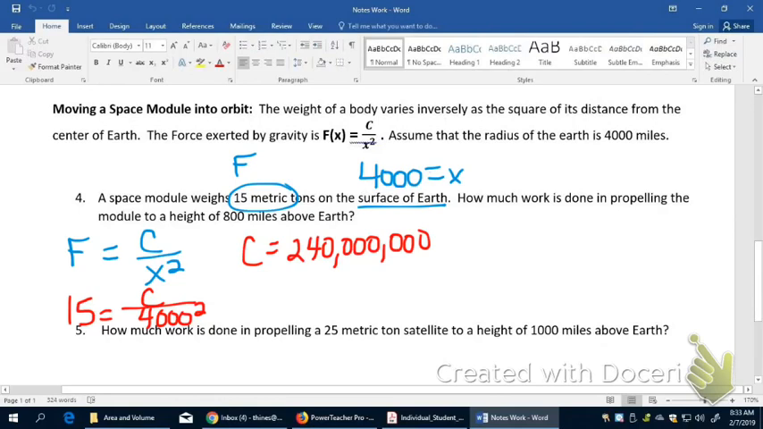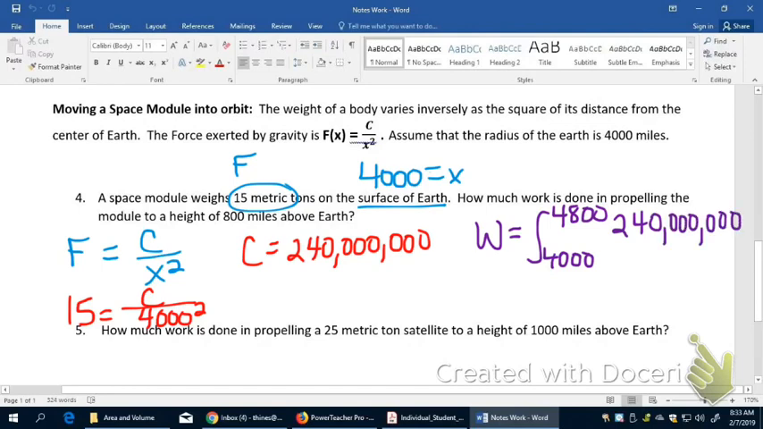So, when we do the work, it tells me that we want to propel the module to a height of 800 miles above Earth. Well, the fact that the radius of Earth is 4,000 miles, that's where you start. So what do you think the top limit would be? 4,800. So you start where the radius is, and then you add how much more above Earth they want us to be. And then our equation is that really big number divided by x squared.